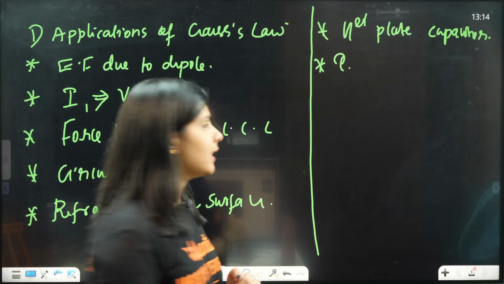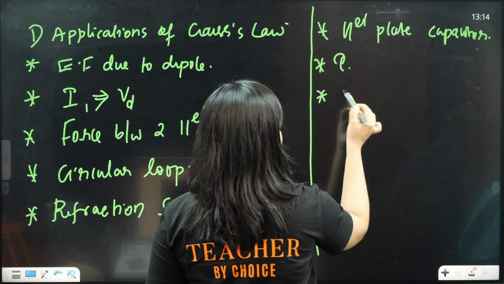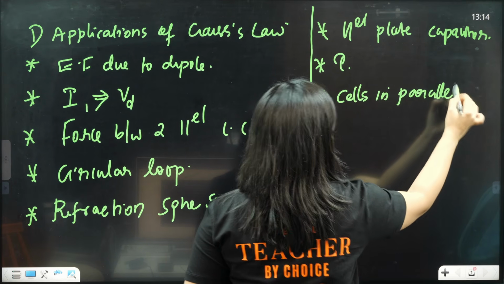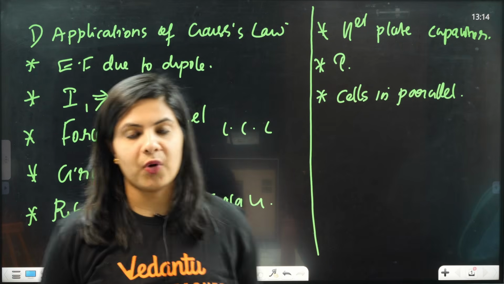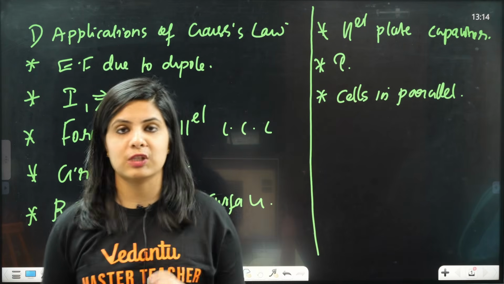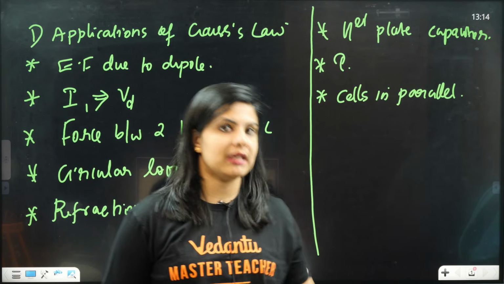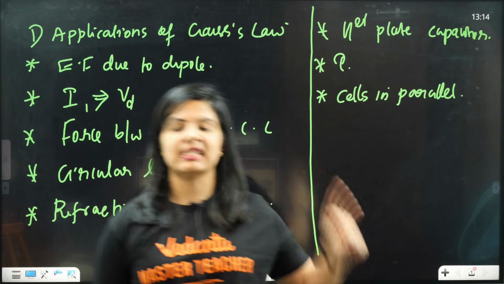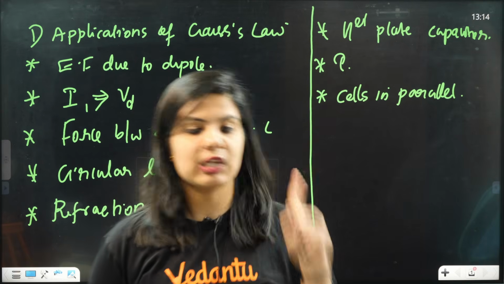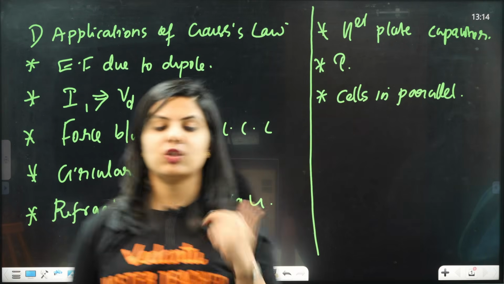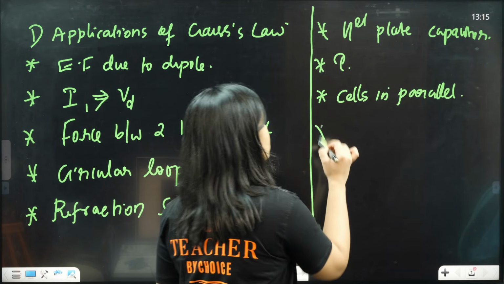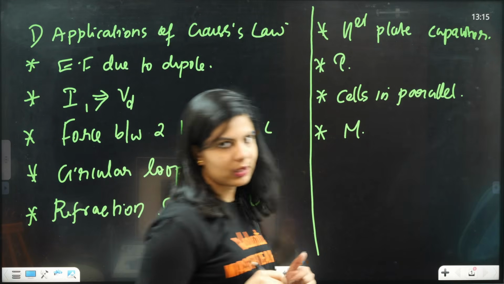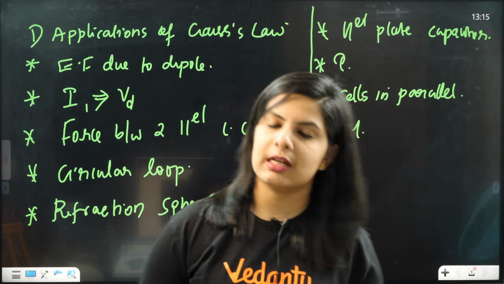Again coming to current electricity, you can see cells in parallel. This one is also very important, because it is asked multiple times. You should know how to find the equivalent EMF as well as the equivalent resistance in this case. Next one is the mutual inductance between two long solenoids, that is also important.